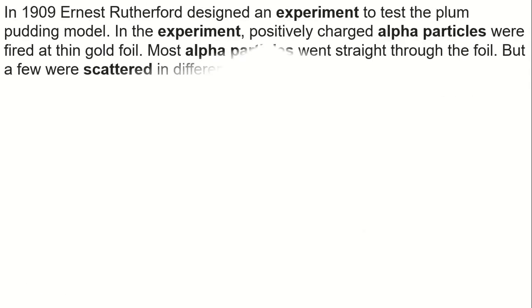Later on, Thomson's model was proved wrong. Then Ernest Rutherford gave Rutherford's model. In 1909, Ernest Rutherford designed an experiment to test the plum pudding model. In the experiment, positively charged alpha particles were fired at gold foil. Most alpha particles went straight through the foil, but a few were scattered in different directions. So let's see that experiment.